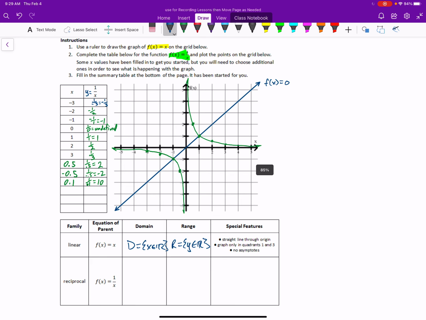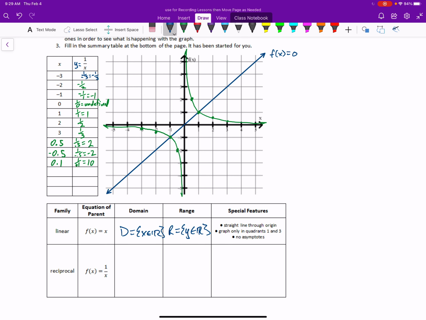For the reciprocal function, we can see that the domain is all real numbers, it seems, except x can't equal 0, can it? When x equals 0, it was undefined. So since that's the only thing it can't be, I'd put x cannot equal 0. And for the range, it would be all real numbers again.